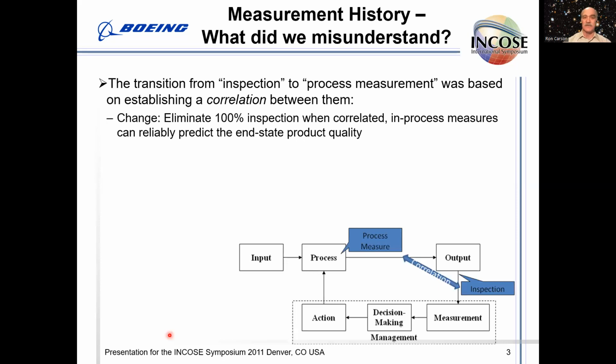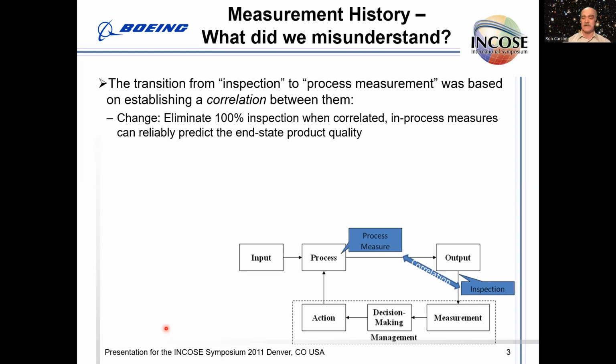So measurement history, what did we misunderstand? Well, there was a transition from inspection in the manufacturing process to process measurement in the middle of the last century. And this was based on establishing a correlation between them. So down below, I have a model of a closed loop feedback control system, and a version of this is actually in the NCOSE measurement primer.